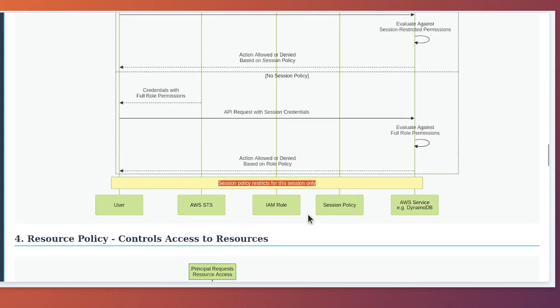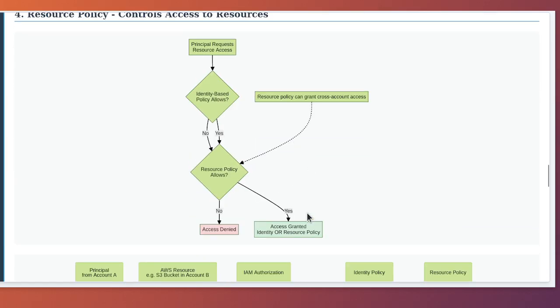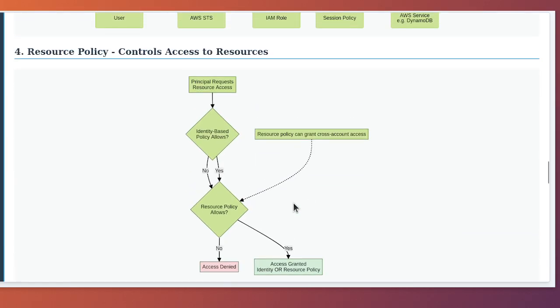Now let's examine the fourth flowchart diagram, which shows the resource policy flow. Resource policies are fundamentally different from the other 3 because they are attached to resources like S3 buckets, SQS queues, or KMS keys, rather than to identities or roles. Resource policies control who can access the resource and use union logic rather than intersection logic.